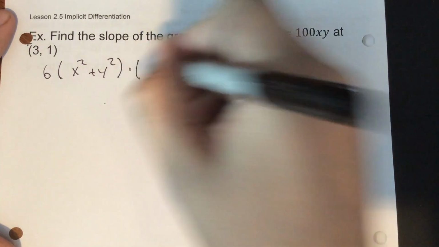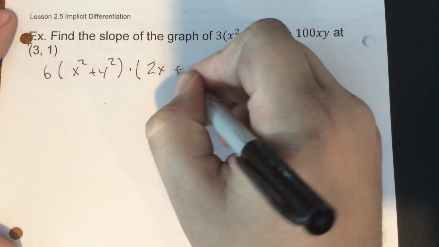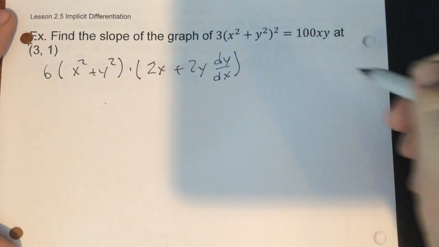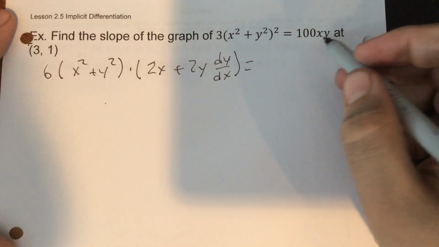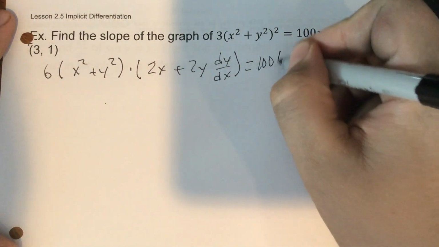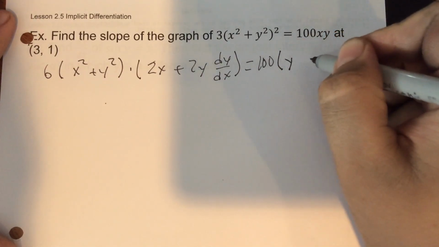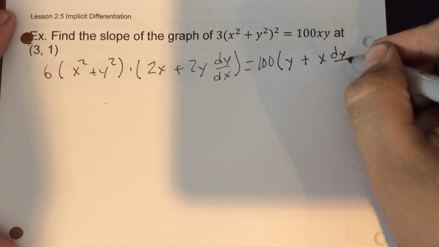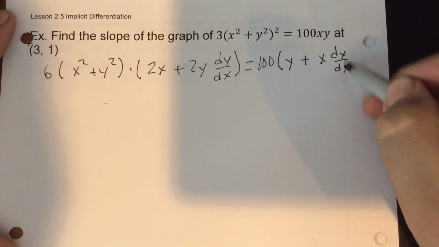And then times derivative of the inside. Well, derivative of the inside, we go to 2x plus then our 2y dy over dx equals. So now we do the other side. X and y, we're going to have to do product rule here. So 100 is just going to be out front. Derivative of x would just be 1, so we'd have y, plus derivative the other way would just be x dy over dx, because derivative of y would go to 1, but because it was a y, we have to have the dy dx.